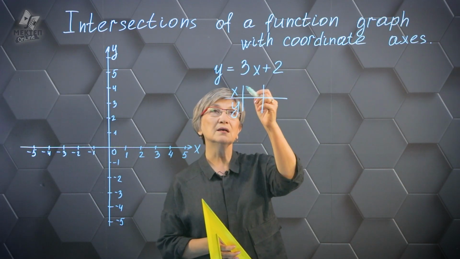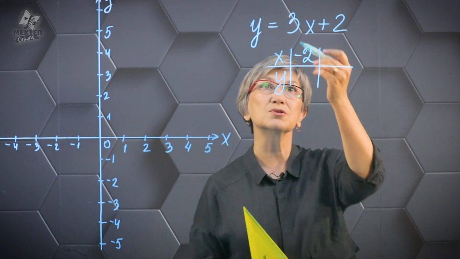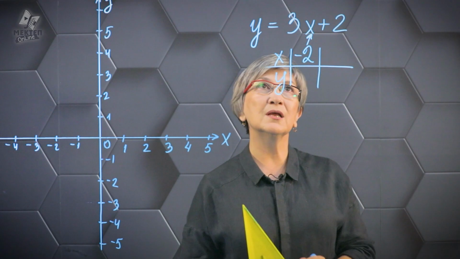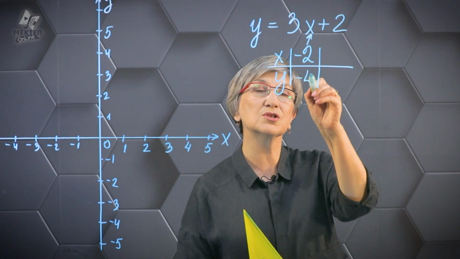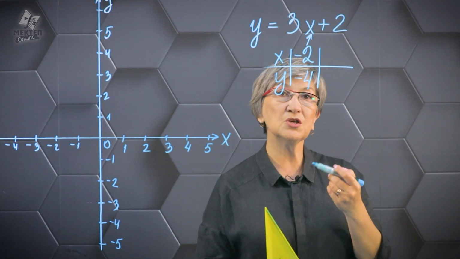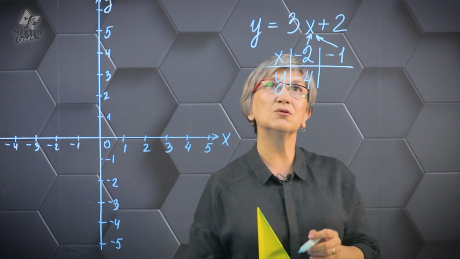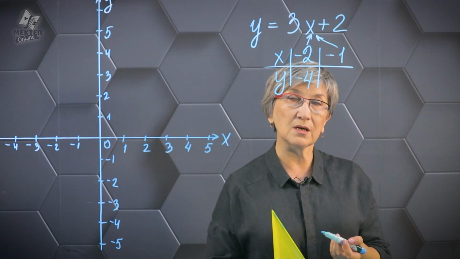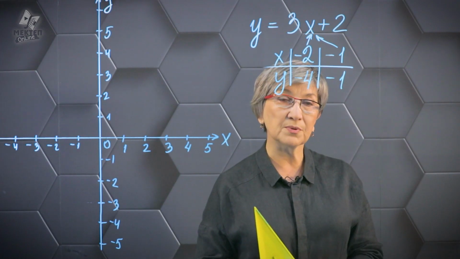Rather than x, I will put down a value equal to -2. What will the result be? 3 multiplied by -2 is -6. -6 plus 2 equals -4. So the value of y will be -4. Let's substitute another value for x, which is -1. 3 times -1 results in -3. Adding 2 gives us -1. Therefore, we can plot the graph of the linear function.